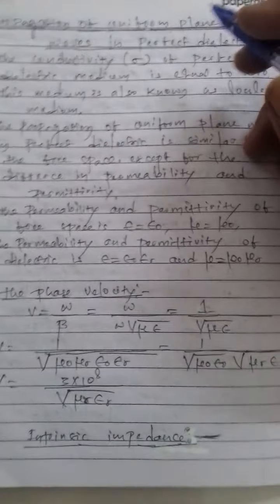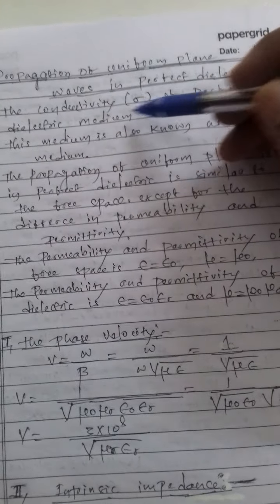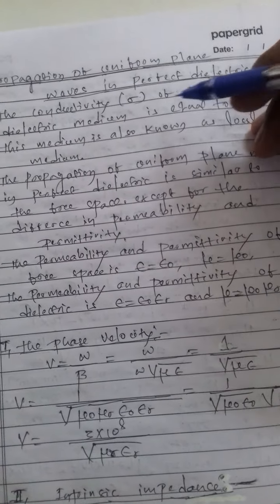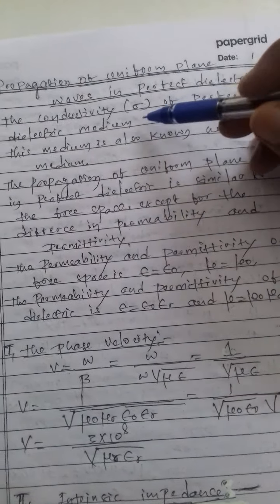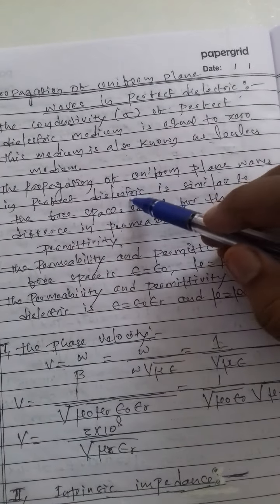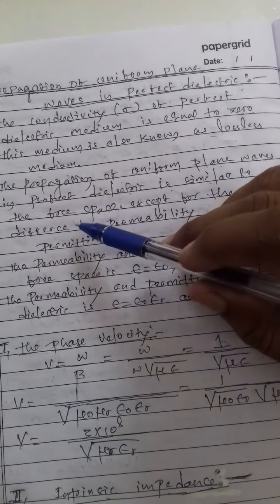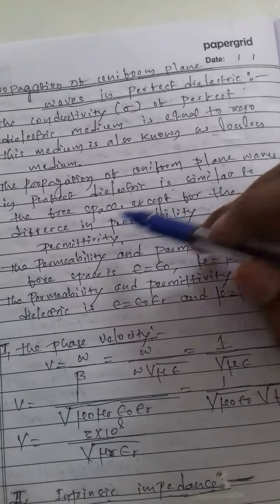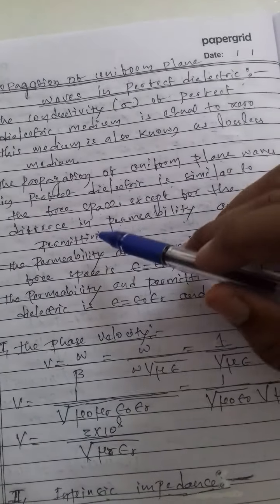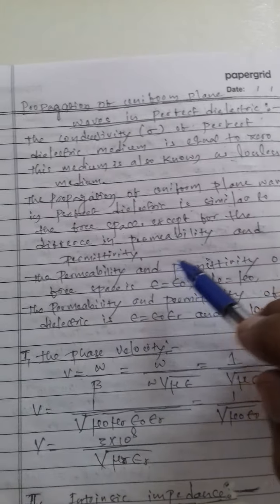The propagation of uniform plane waves in perfect dielectrics. The conductivity sigma of a perfect dielectric medium is equal to 0. This medium is also known as the lossless medium. The propagation of uniform plane waves in a perfect dielectric is similar to free space except for the difference in permeability and permittivity.